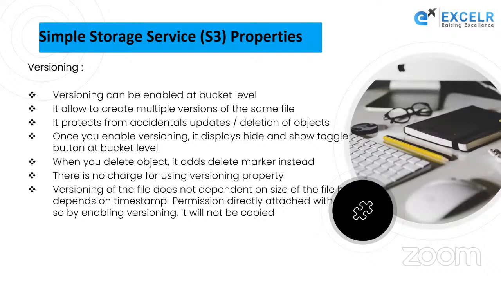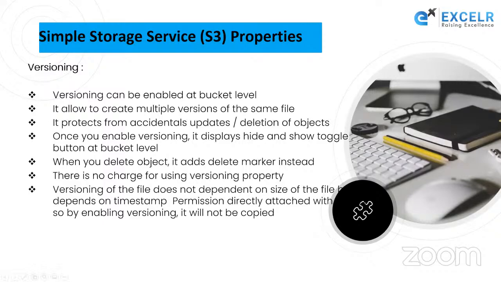Suppose somebody has deleted one object, and if you have versioning enabled, then you can recover that object and avert any kind of mishap. One more very important thing is, once you enable versioning, there is no option to disable it. You can suspend it, but you cannot disable it. How is versioning visible in your S3 bucket? There is a toggle button which will show whether you are looking at the versioned or non-versioned objects. We will see that.